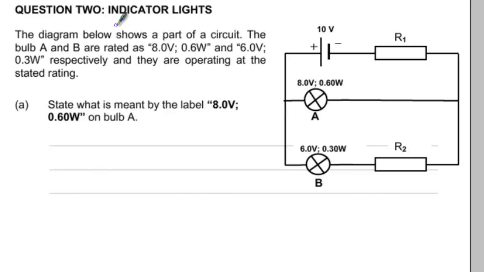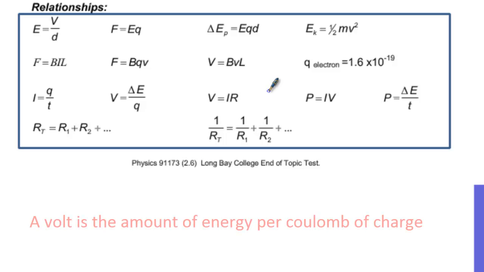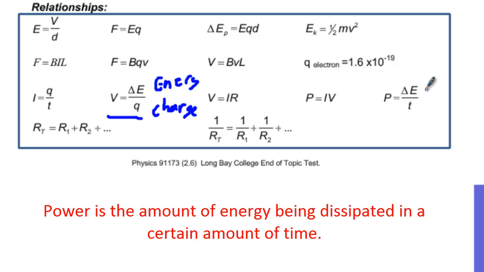Question 2a. The diagram below shows part of a circuit containing 2 light bulbs and 2 resistors with a 10-volt power supply. A. State what is meant by the label 8 volts, 0.6 watts on bulb A. Well, to answer that question we've got to know what 8 volts means and what 0.6 watts means. If we look at our formula sheet, we can see that a volt is defined as the amount of energy per charge, and power is defined as energy per time.